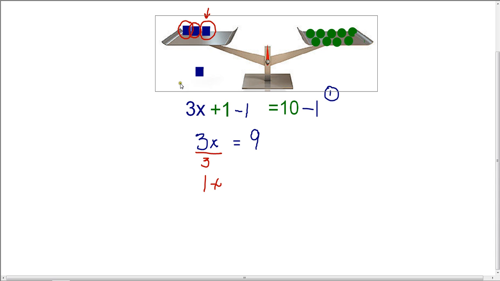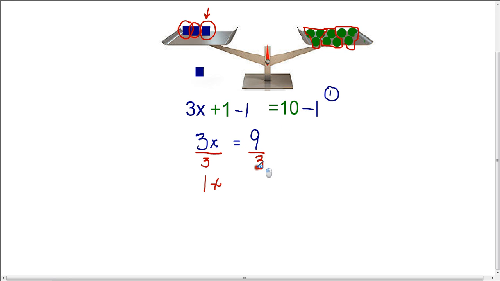And then we need to say, well, whatever I do to one side, I have to do to the other side as well. So since I divided my left side into 3 equal groups and I divided it by 3, I also need to divide the right side into 3 equal groups and divide the number 9 by 3. And if I divide the number 9 into 3 equal groups, how many circles are in each group? And that answer is 3. So I end up with 1x equals 3, or x equals 3.